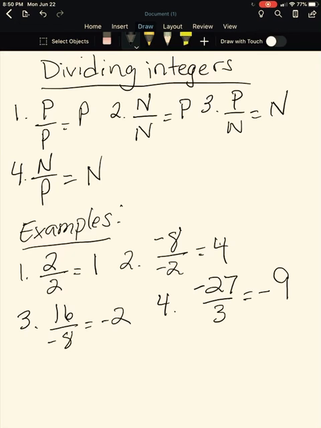So those are the rules for dividing integers. And don't forget, P means positive, N means negative. If you remember those rules for multiplication and division, you'll be fine.